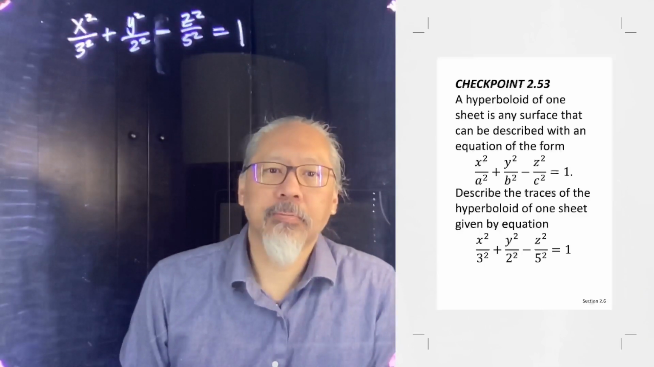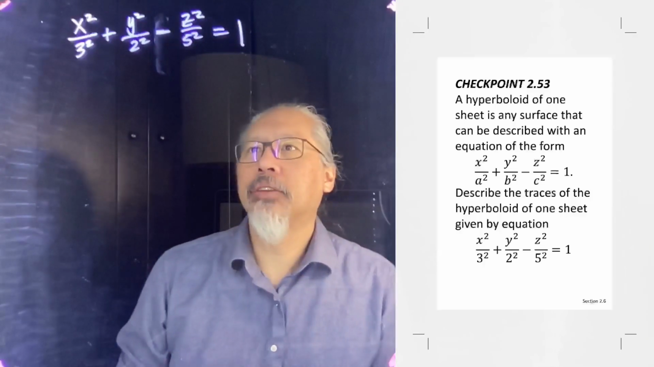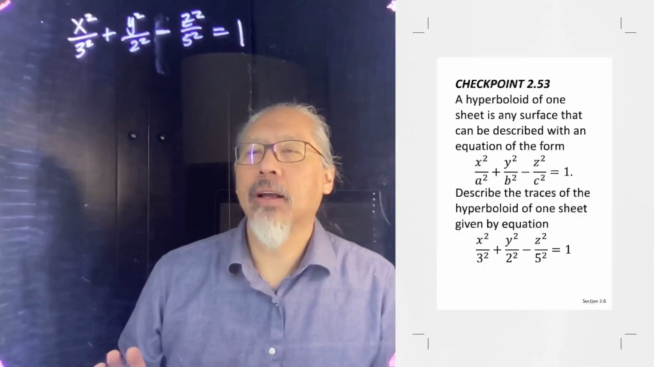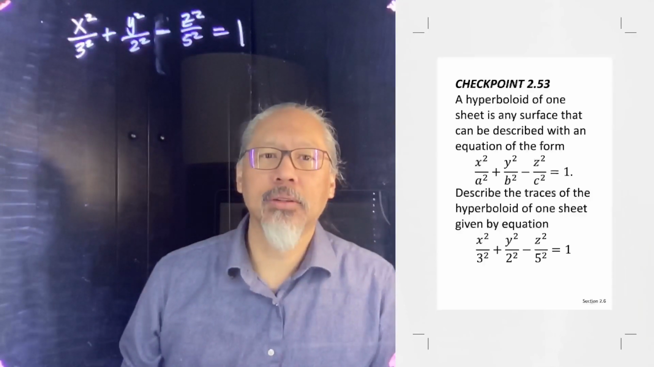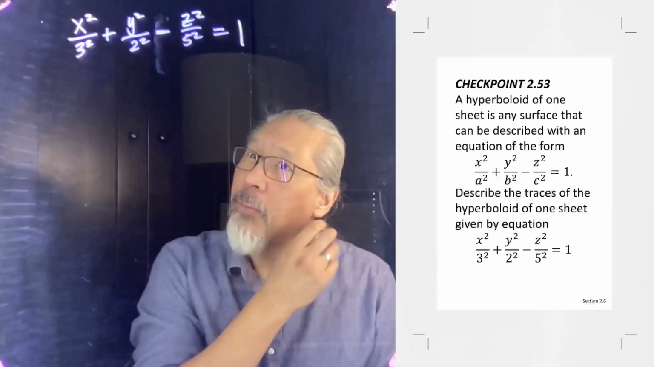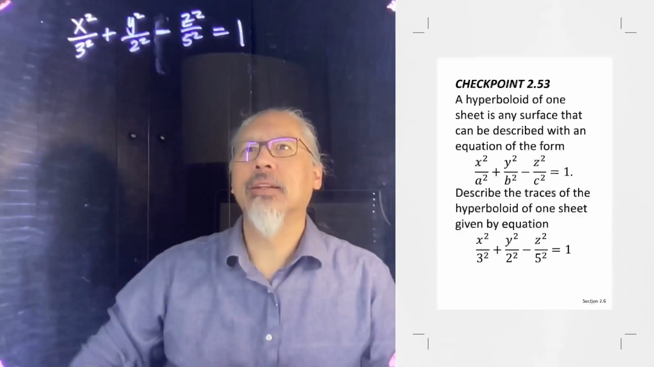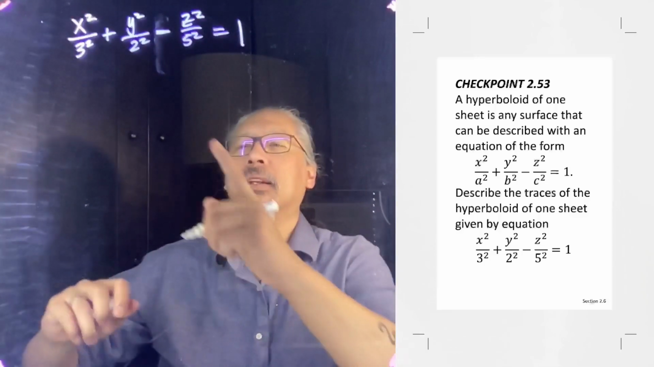Okay, describe it by looking at some traces. And the traces are given by knocking off one of the variables. And usually we would set it to 0, but some interesting things can happen too if you set it to some other value.